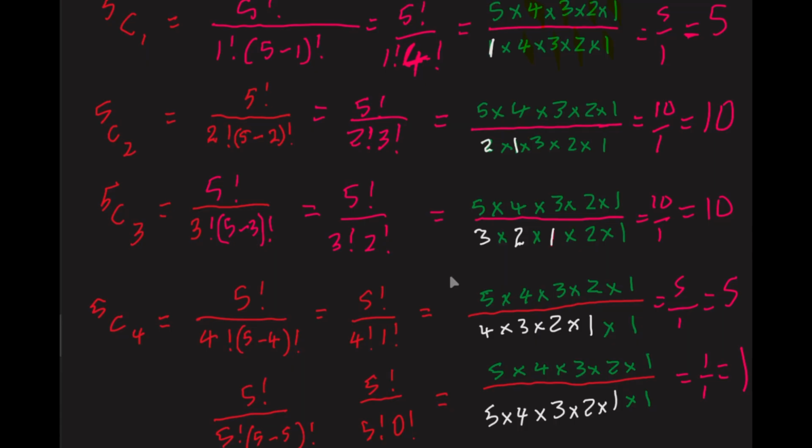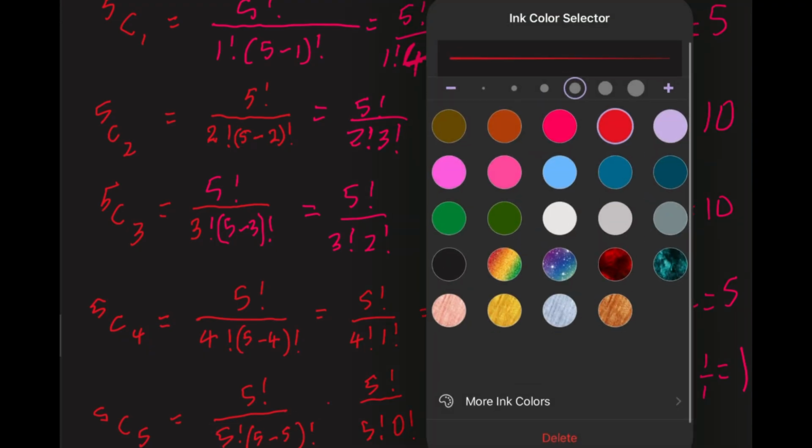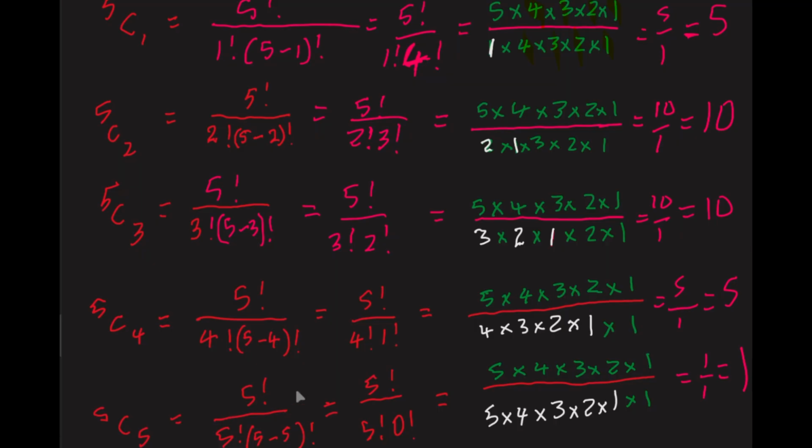The last one we do is 5 choose 5. That's going to be equal to 5 factorial over 5 factorial here, because the 5 goes there again, and then 5 minus 5 factorial, which is going to be equal to 5 factorial over 5 factorial times 0 factorial. Then you write it out: 5 times 4 times 3 times 2 times 1 over 5 times 4 times 3 times 2 times 1, and times 1. The 1 here is for the 0 factorial. So dividing these out is going to be equal to 1 over 1, which is equal to 1.